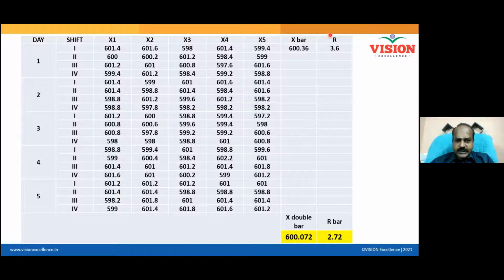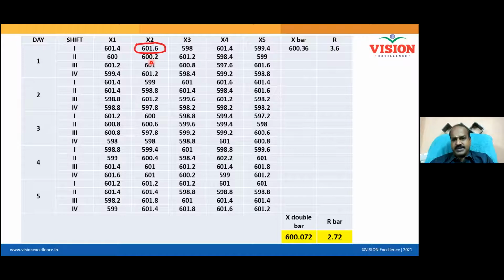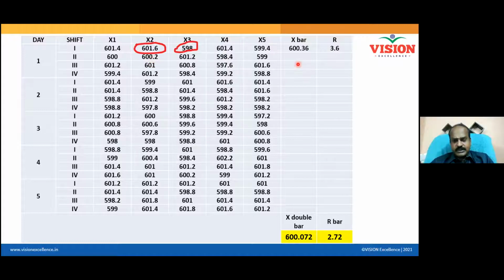How to calculate the range? Maximum minus minimum, that's all. Maximum minus minimum. Maximum is 601.6. Minimum is 598, and the difference is 3.6. So this is how you must calculate X bar and you must calculate R.